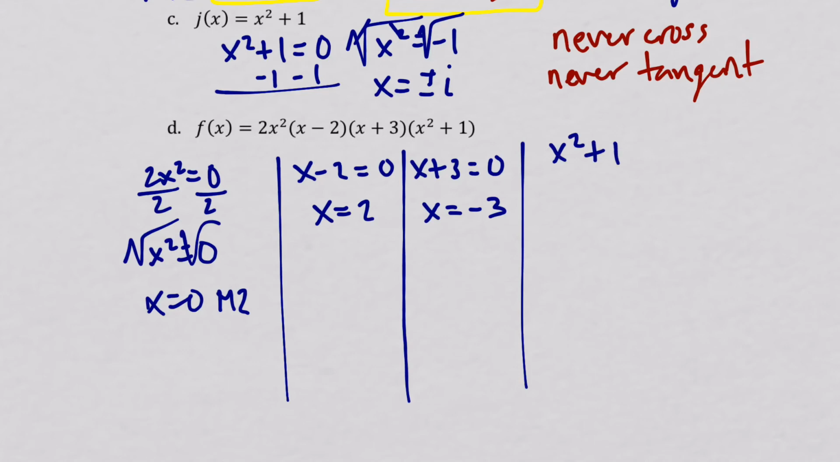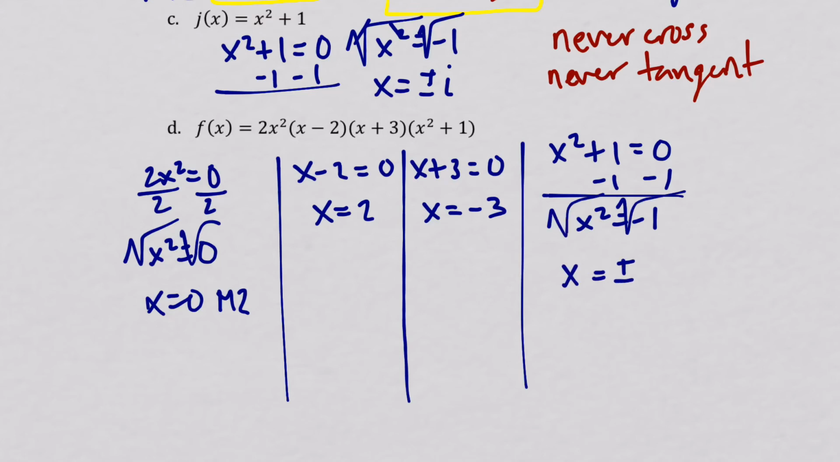Notice that it's basically the same as this one. Solve it by subtracting 1. I'm going to get x squared equals negative 1. Take the square root of both sides. I'm going to get x equals plus or minus i. And done. And now we need to answer the question, how many times will it cross or touch, be tangent to the x-axis? Okay. So here, let's see.